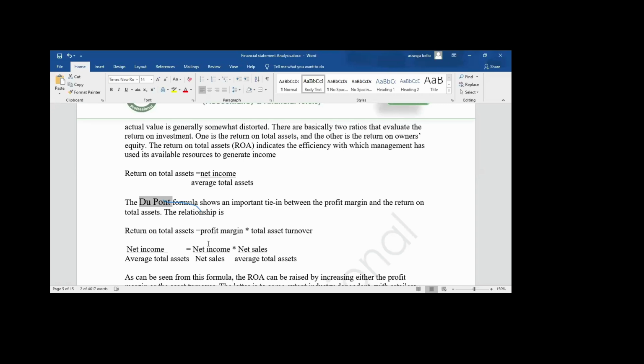Our profit margin is a measure of operational efficiency. Your total asset turnover is a measure of asset efficiency. The extent to which you can use the company's assets to generate sales. That is total asset turnover. Our profit margin is the extent to which our sales is converted to profit.